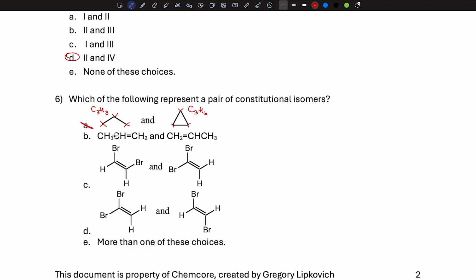In the next problem, we've been given two structures that are not really a bond line, so let's try to draw them out. It would look something like this, with no particular order.